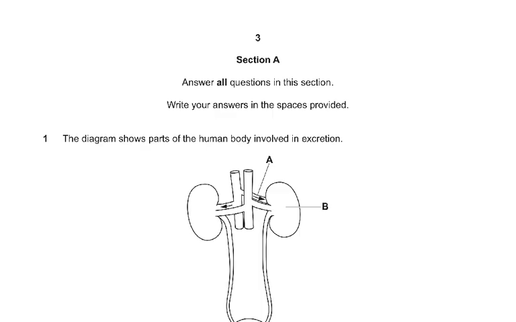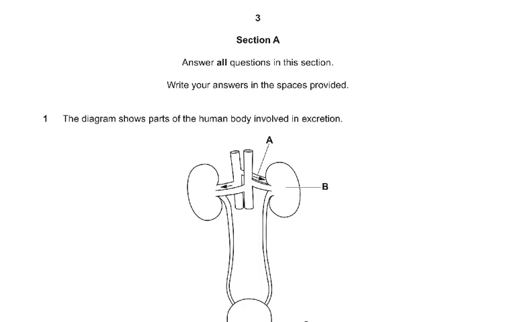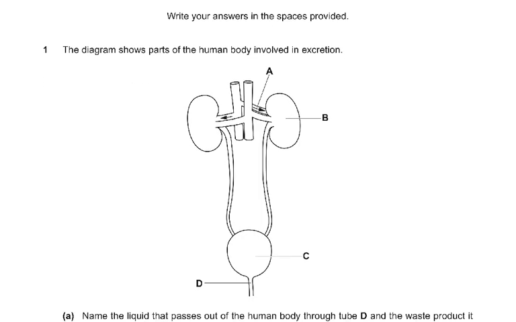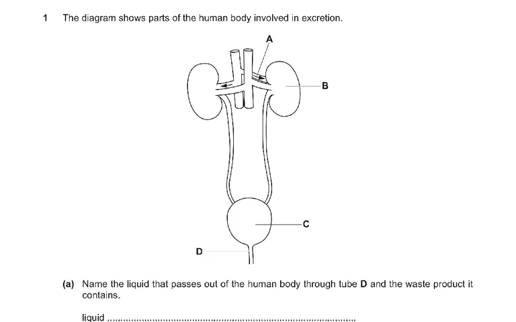Now coming to question number 1. This is section A, answer all questions, write your answer in the space provided. The diagram shows part of the human body involved in excretion. Name the liquid that passes out of the human body through tube D and the waste product it contains. Now first of all, let's get this right.